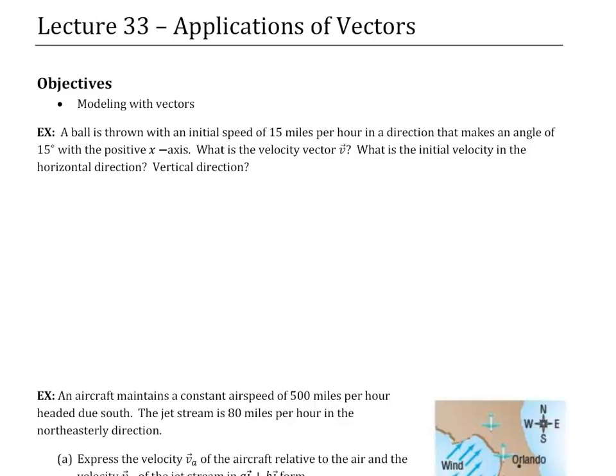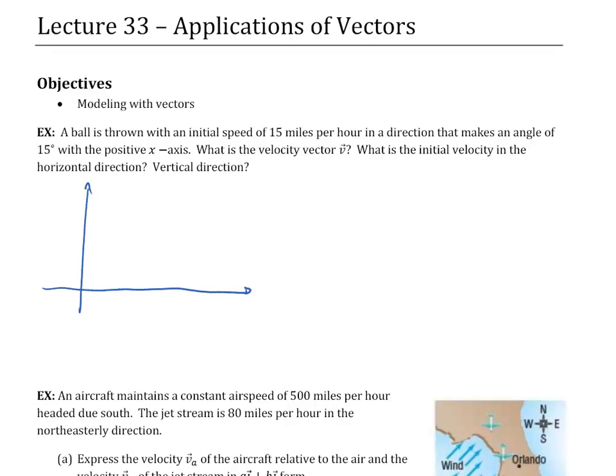First of all, we've got a ball that is thrown with an initial speed of 15 miles per hour in a direction that makes an angle of 15 degrees above the positive x-axis. What is the velocity vector v, and what is the initial velocity in the x direction, or the horizontal direction, and the initial velocity in the vertical direction? So we can break down the components of a vector into its horizontal and vertical components once you know what the vector actually is. And this is just a physical explanation of what we did at the end of lecture 32.